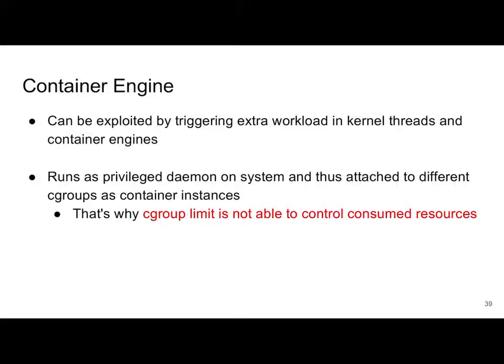Fork container is to exploit the container engine by triggering extra workload on both kernel threads, for example kworker, and the container engine, which is required to run on the host to support and manage container instances. Particularly, the container engine runs as a privileged daemon on the system, and thus it is attached to different cgroups from the container instance. The cgroups on a container instance will not be able to control the resources consumed by the engine. We find that the container can increase resource consumption about 3 times, which we're going to see in the detailed analysis of how different kinds of attacks work.